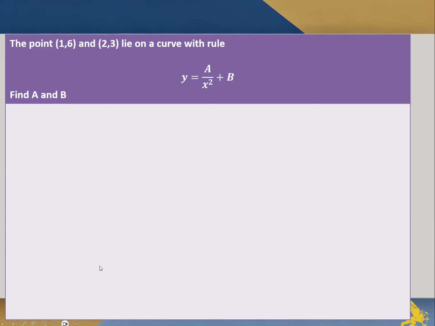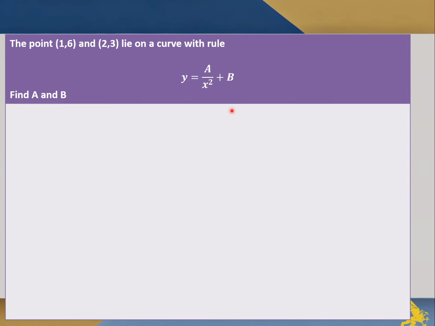The first question that I'm going to go through will be, you've been given two coordinates that lie on the curve. You've been given the basic function. So we know the basic function would be 1 over x squared, and we're really just wanting to know what a and b is. So we know a is going to be that dilation from the x-axis, and we know b is the vertical shift, either positive or negative.